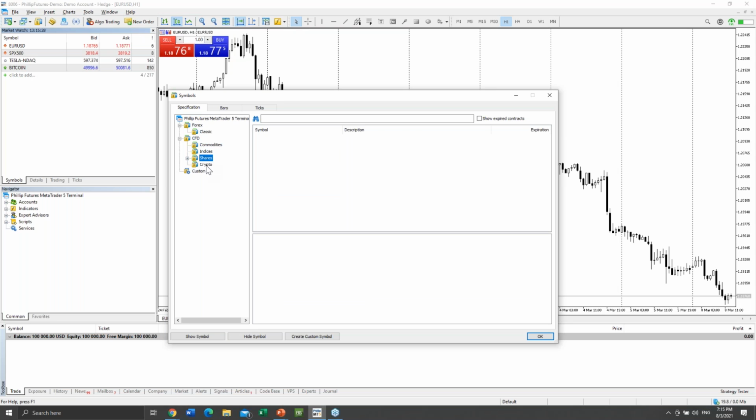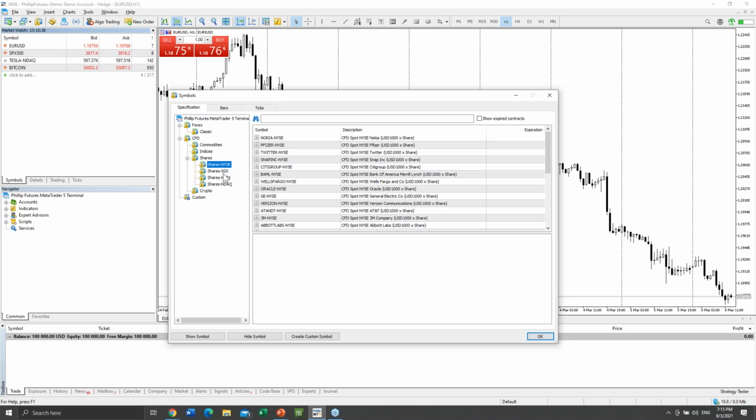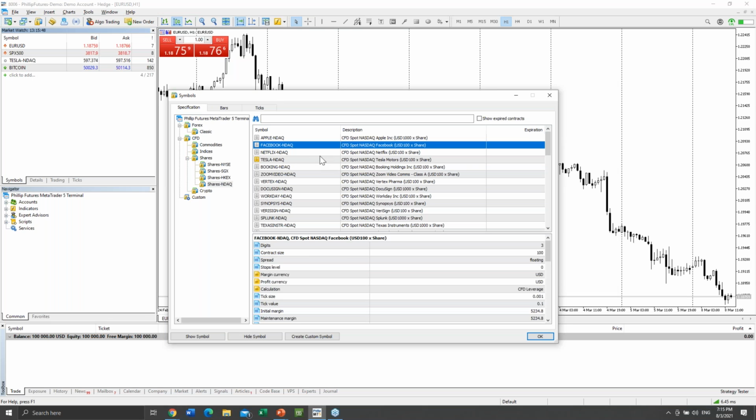Commodities, indices, shares. Shares are broken down into 4 separate exchanges: New York Stock Exchange, SGX, Hong Kong Exchange, and so on. So within each of these, they are also populated with different contracts. So simply to add one of the pairs, say a popular one, Facebook, I will just simply click on it and select Show Symbol. What happens is that immediately you can see in the market watch panel that the Facebook symbol is populated with pricing. Right, so that's how I go about adding one symbol, and any other one as well.